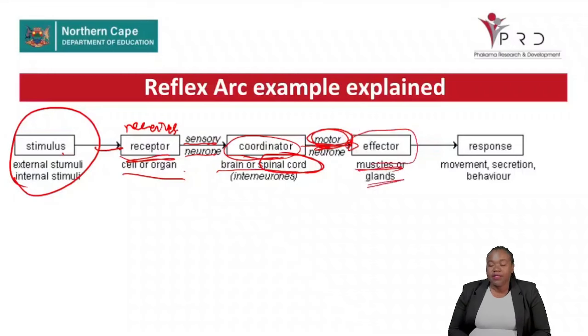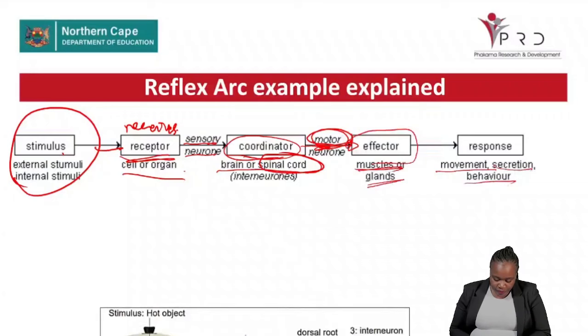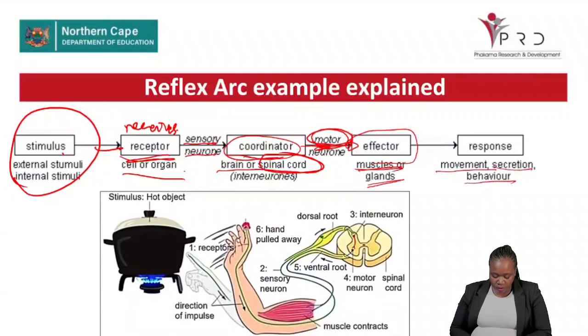Right, and then there is going to be a reaction. So it can be a movement. In this case, the hand will be picked up away from that hot surface. So it can be a movement or it can be a secretion, whereby a hormone is being secreted. All right, let's just have a view of that scenario again.